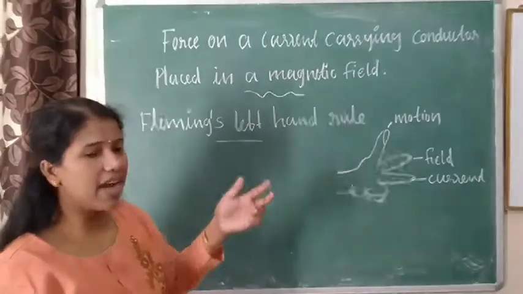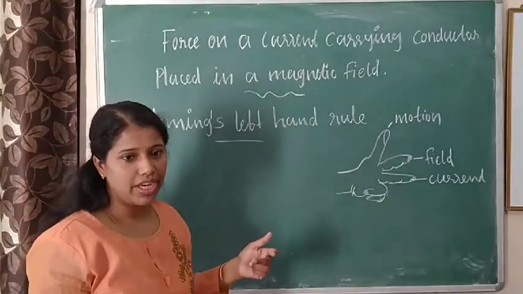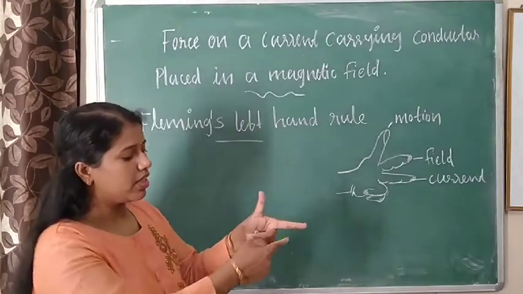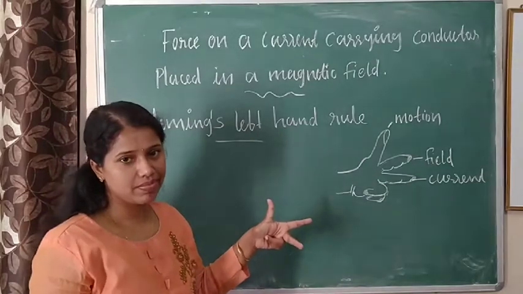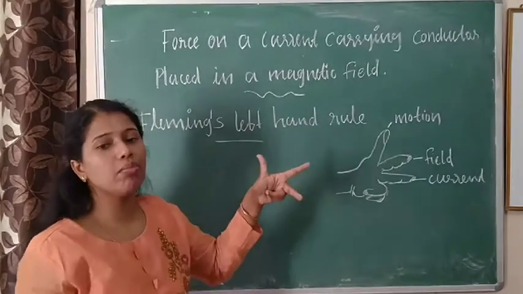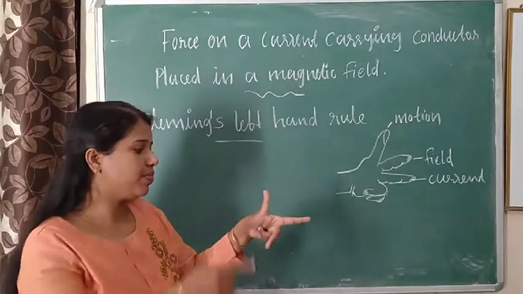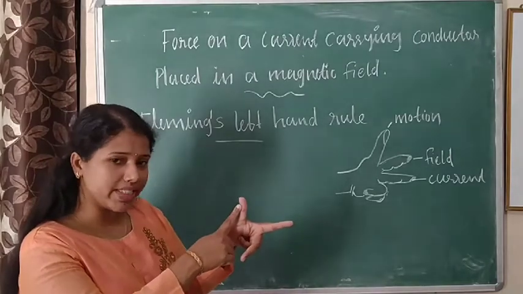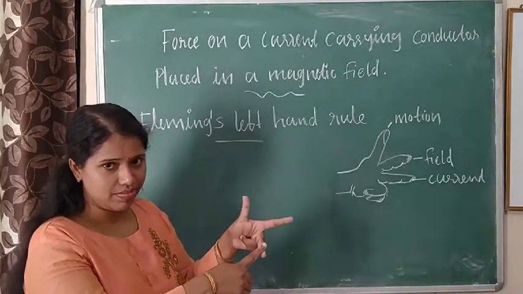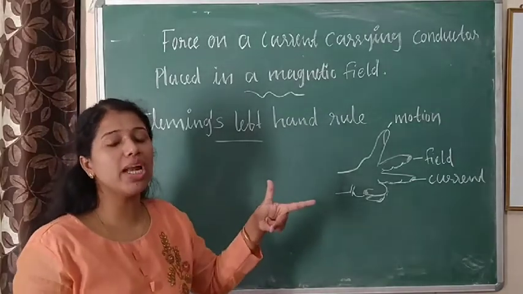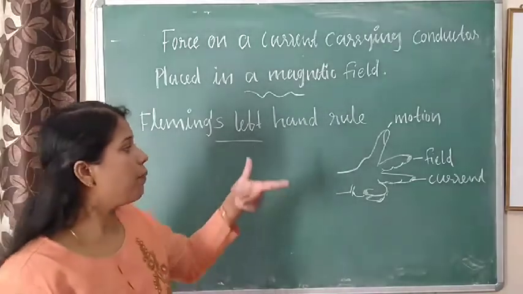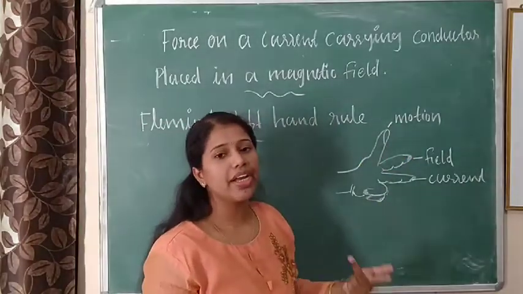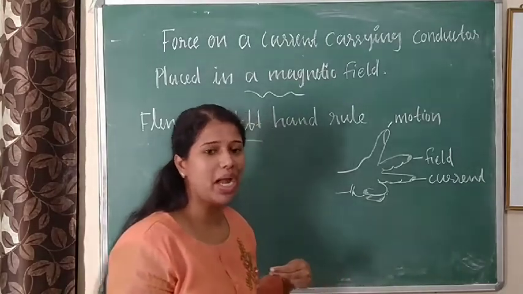Stretch our left hand. This is the thumb, this is the forefinger, this is the central finger. These three fingers are mutually perpendicular to each other. Stretch the three fingers: thumb, forefinger, center finger. The thumb gives the direction of motion, and the direction of motion means the force.